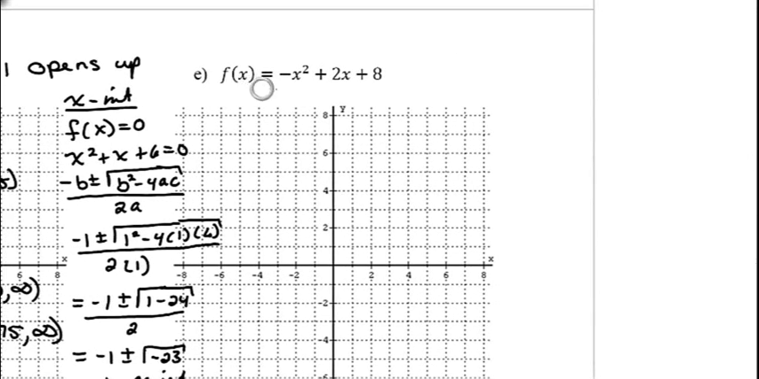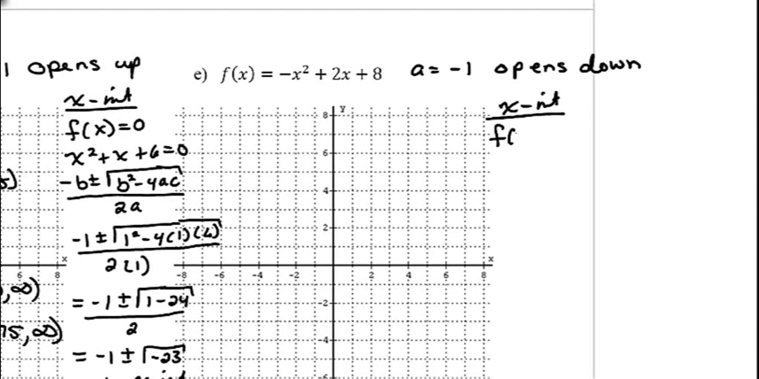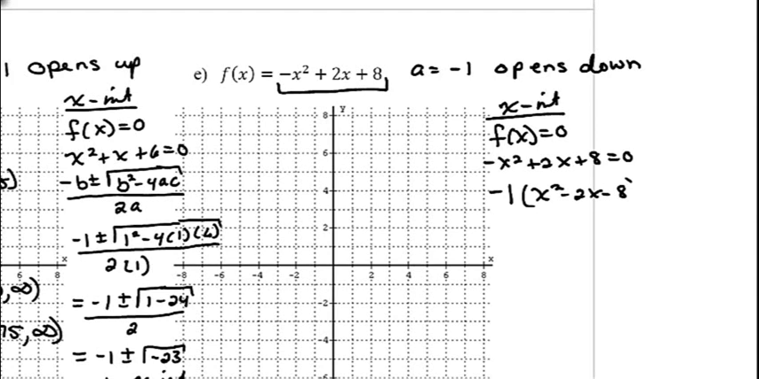Our next one, f of x equals negative x squared plus 2x plus 8. So a for this one is negative 1, so it's opening down. And we want to find our x-intercepts. So we do that by finding f of x equals 0. So set this part of it equal to 0, negative x squared plus 2x plus 8 equals 0. Again, I don't like my x squared to be negative, so I'm going to factor out a negative 1. That'll give me x squared minus 2x minus 8 inside the parentheses.